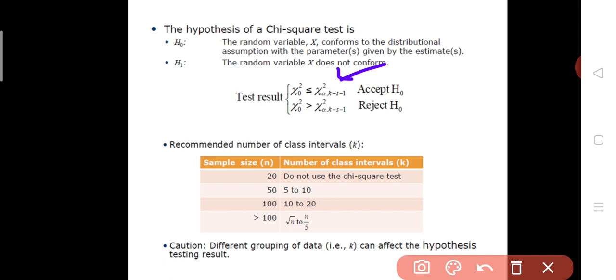Some of you will be asking what is the recommended number of class intervals. This table shows how many class intervals we have to select for solving a particular problem using the chi-square goodness of fit test. If the sample data size is 20, then do not apply the chi-square test, because it will not give a good result. When it is 50, then 5 to 10. When the sample size is 100, then 10 to 20. And if the data is greater than 100, then we use square root of n to n divided by 5. Within this range we will choose the number of class intervals.